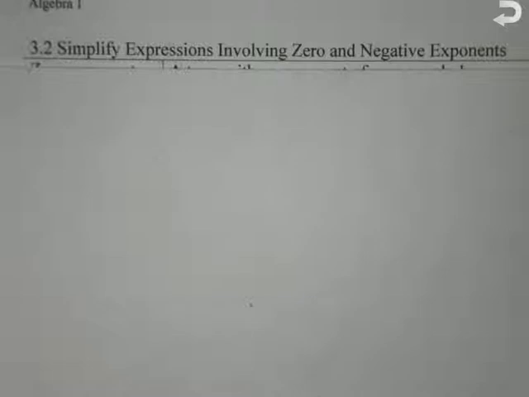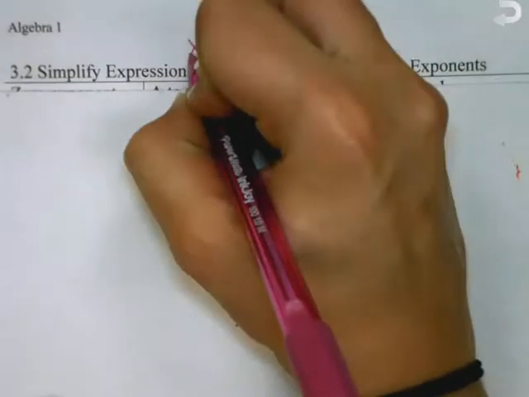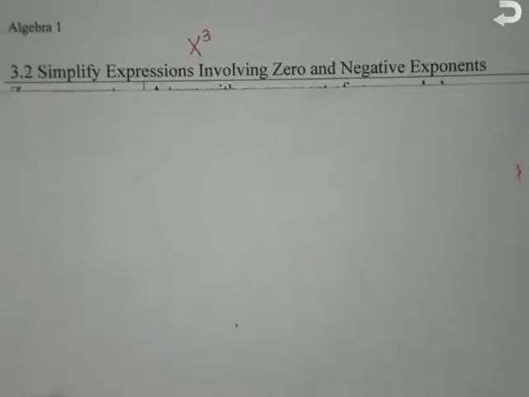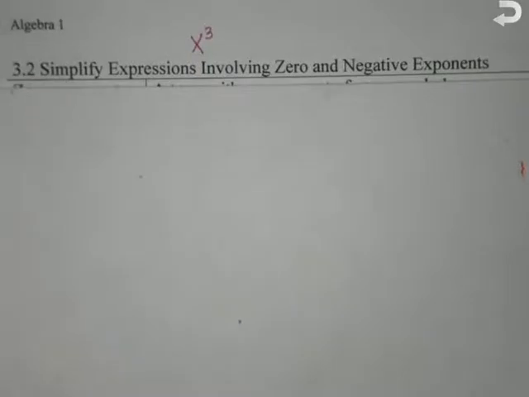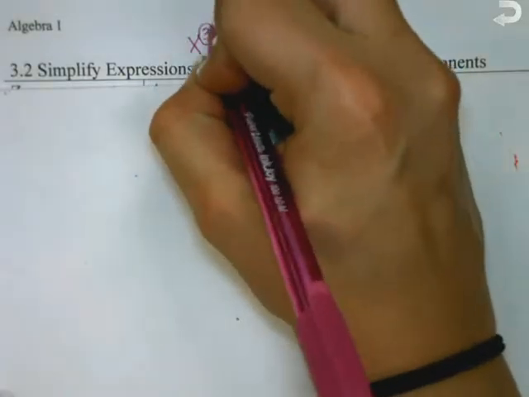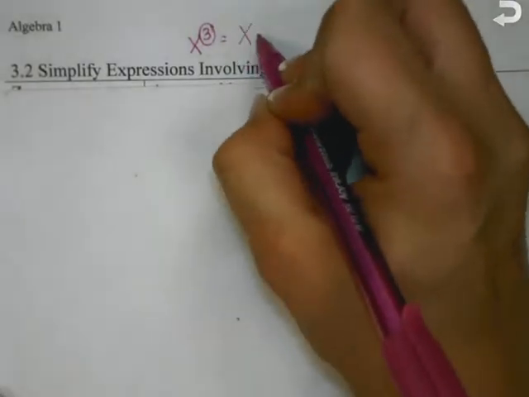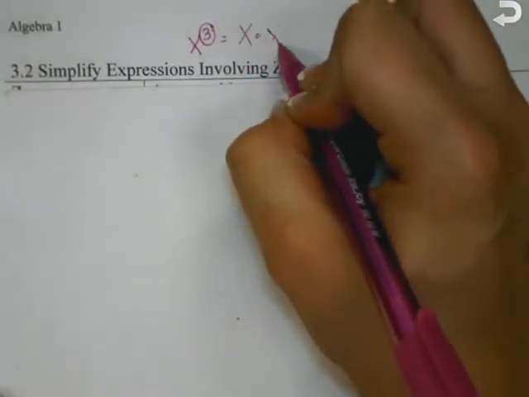Really quickly, can someone explain to me what an exponent is? Marcus? Yeah, it's the amount of times a number is multiplied by itself. So, for example, if I give you x to the third power, the exponent here is what? 3. The exponent is 3. And what does that 3 mean? It means I'm multiplying x 3 times. So x times x times x.